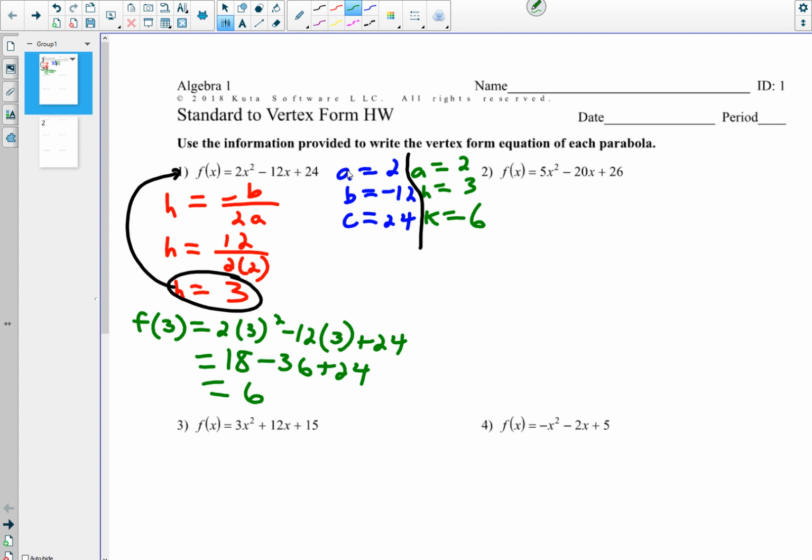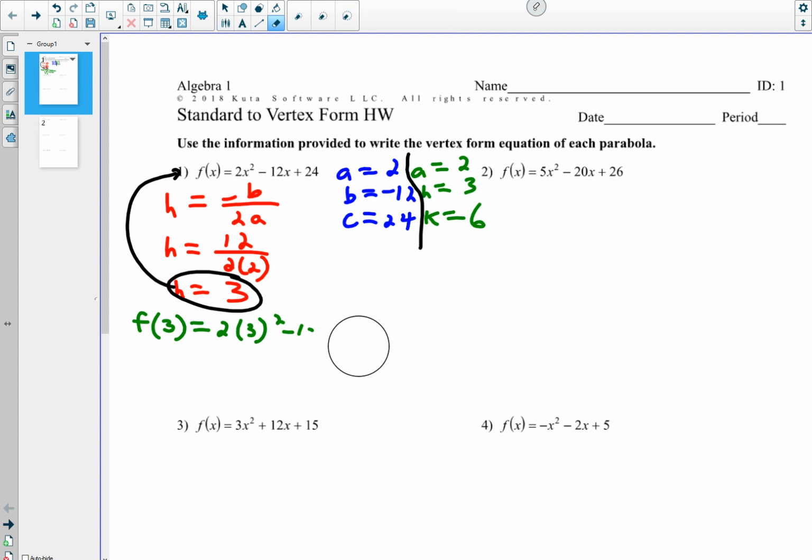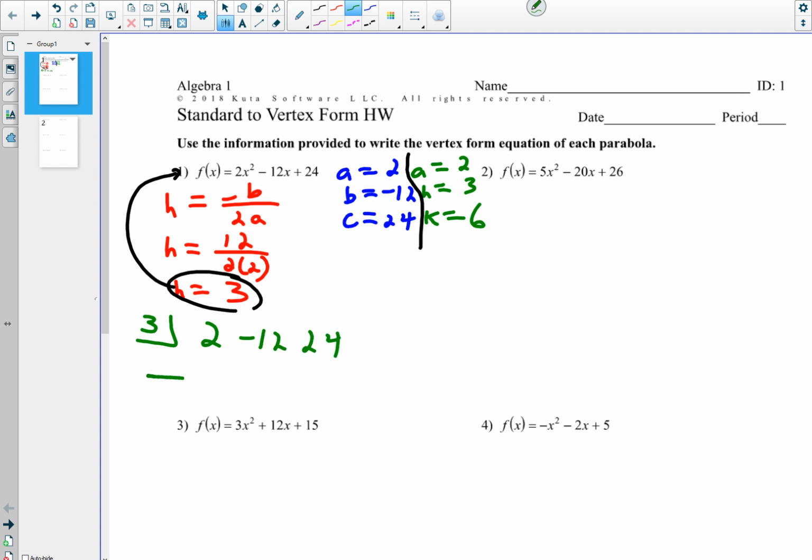But let me show you another way of doing this. This is called synthetic substitution, or it's sometimes also called synthetic division, depending on what you're doing. What's the number we want to plug in? 3. So get 3 and put it like on a little balcony. Right next to that, you're going to write A, B, and C: 2, negative 12, and 24. I'm going to give a little bit of space, and then I'm going to draw a line.